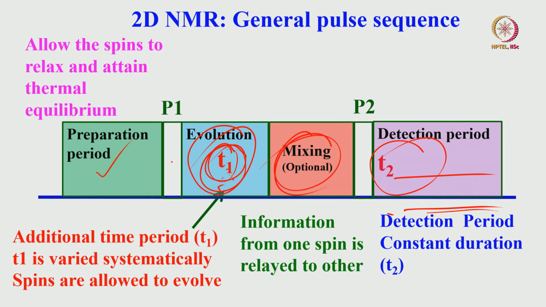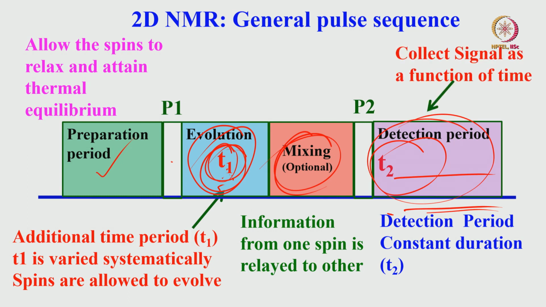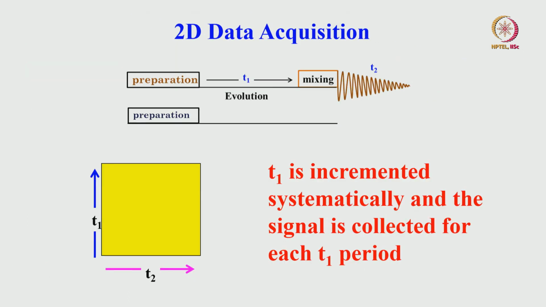Every time I collect the signal, what is going to happen? I can create a time domain signal analogous to this one. This is what happens. You see, it is like this. Diagrammatically, this is what is happening. Look at it very carefully.